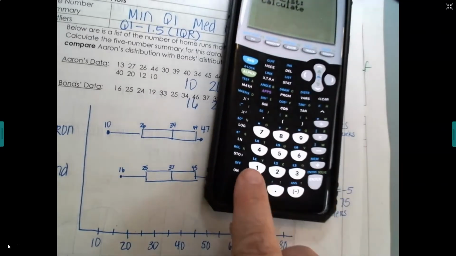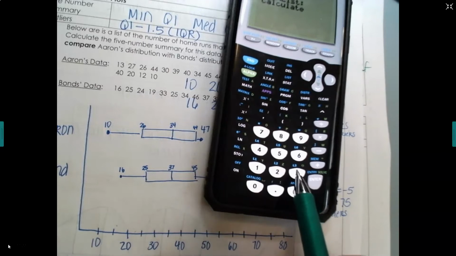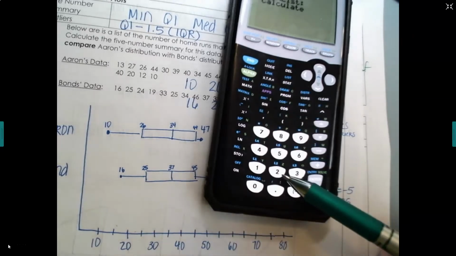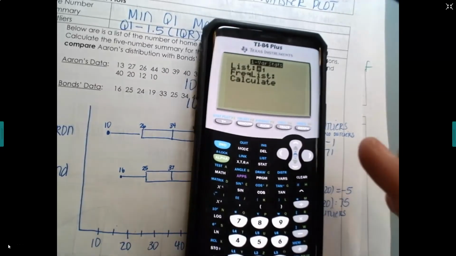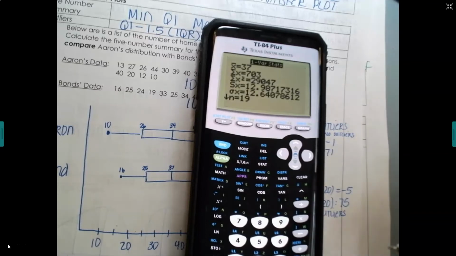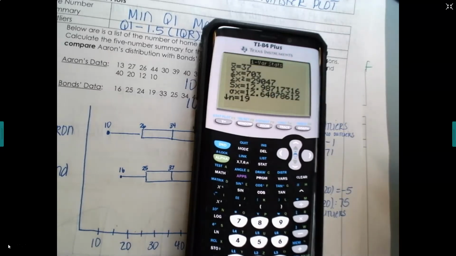And so down here, above the numbers, I have L1, L2, L3, L4, L5. Those are the list numbers, so I would have to press the second button and one of those, whichever one you put your list in. Okay, so I'm in list 1, leave the frequency list alone. There shouldn't be anything there. And we're going to calculate. What I got, provided I put all my numbers in correctly, is x bar equals 37. That means the mean is 37.